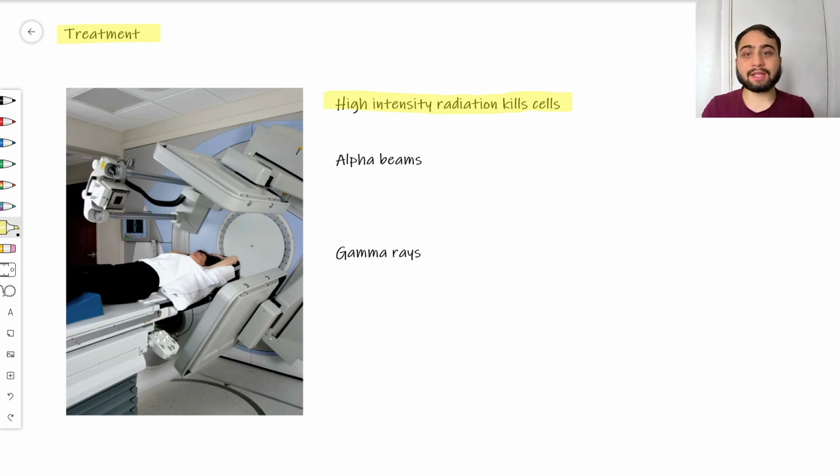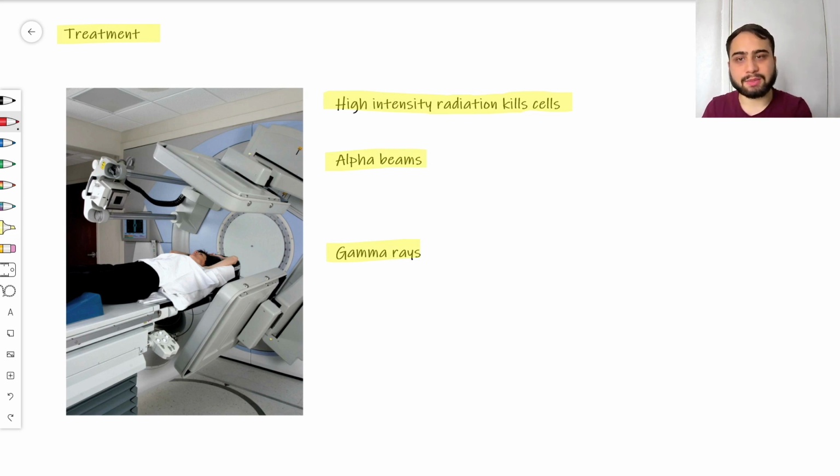Okay, now let's have a look at treatment. Something that you need to understand straight away is that high intensity radiation kills cells. Okay, it kills all types of cells if the radiation is high enough. So we can use things like alpha beams and gamma rays to kill cancer both on the outside of the body and on the inside of the body.